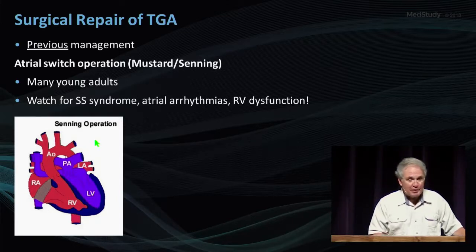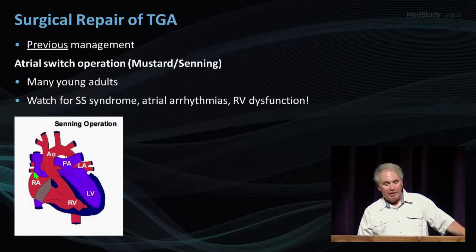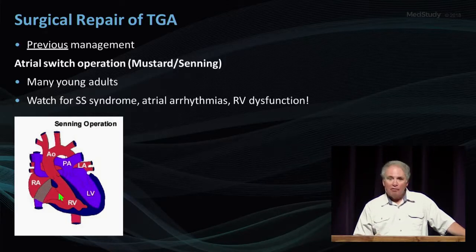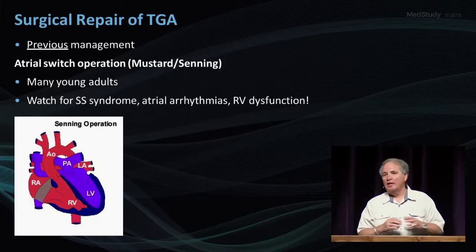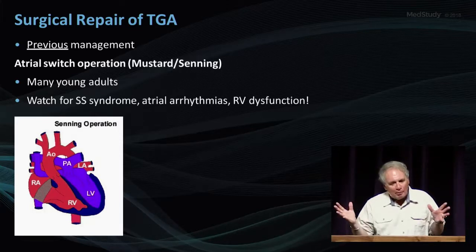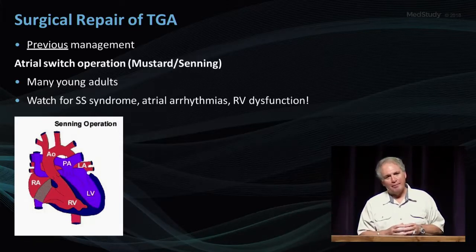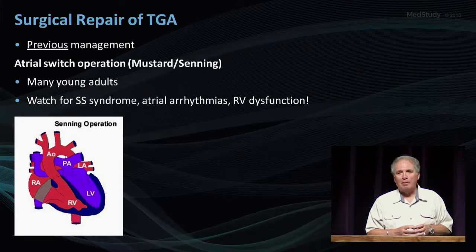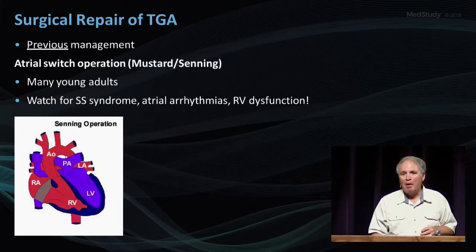Problems associated with this, however, extensive atrial surgery, sinus node damage, sick sinus syndrome, arrhythmias, atrial flutter, and in the end, you have a right ventricle pumping out an aorta, and right ventricular dysfunction, and less than a normal life expectancy because of that is a chronic problem for which these kids need to be monitored.